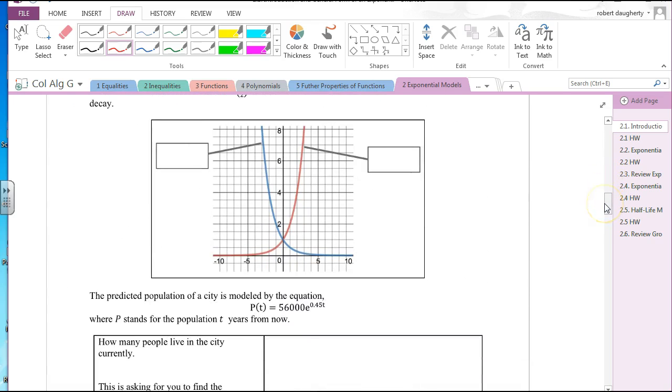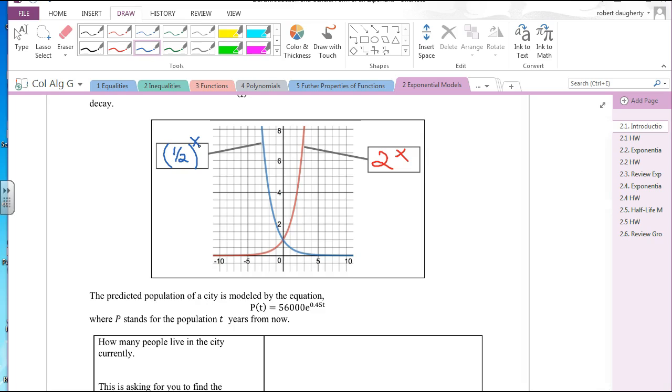Now you remember from last semester, that red graph, that's the graph of 2 to the x. The blue one here, this is 1/2 to the x. Which of these models is exponential growth?